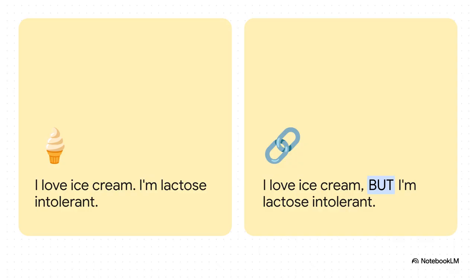Okay, so take a look at this. On one side, you've got two separate facts. I love ice cream, I'm lactose intolerant. Kind of choppy, right? But look at the other side. Just add one tiny little word, but, and boom, suddenly you have a story, you've got logic, you've got contrast. That is the exact power we're talking about unlocking today.